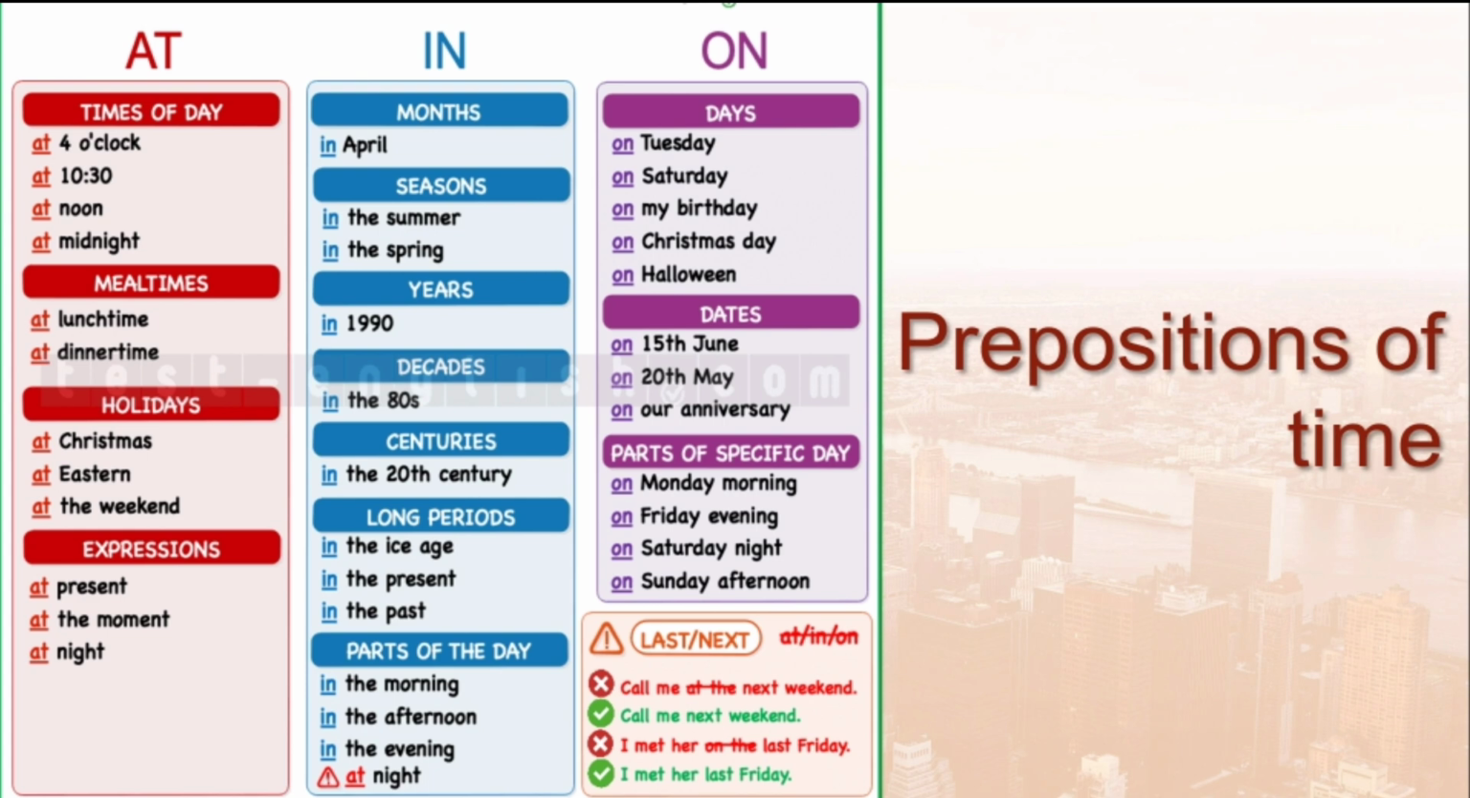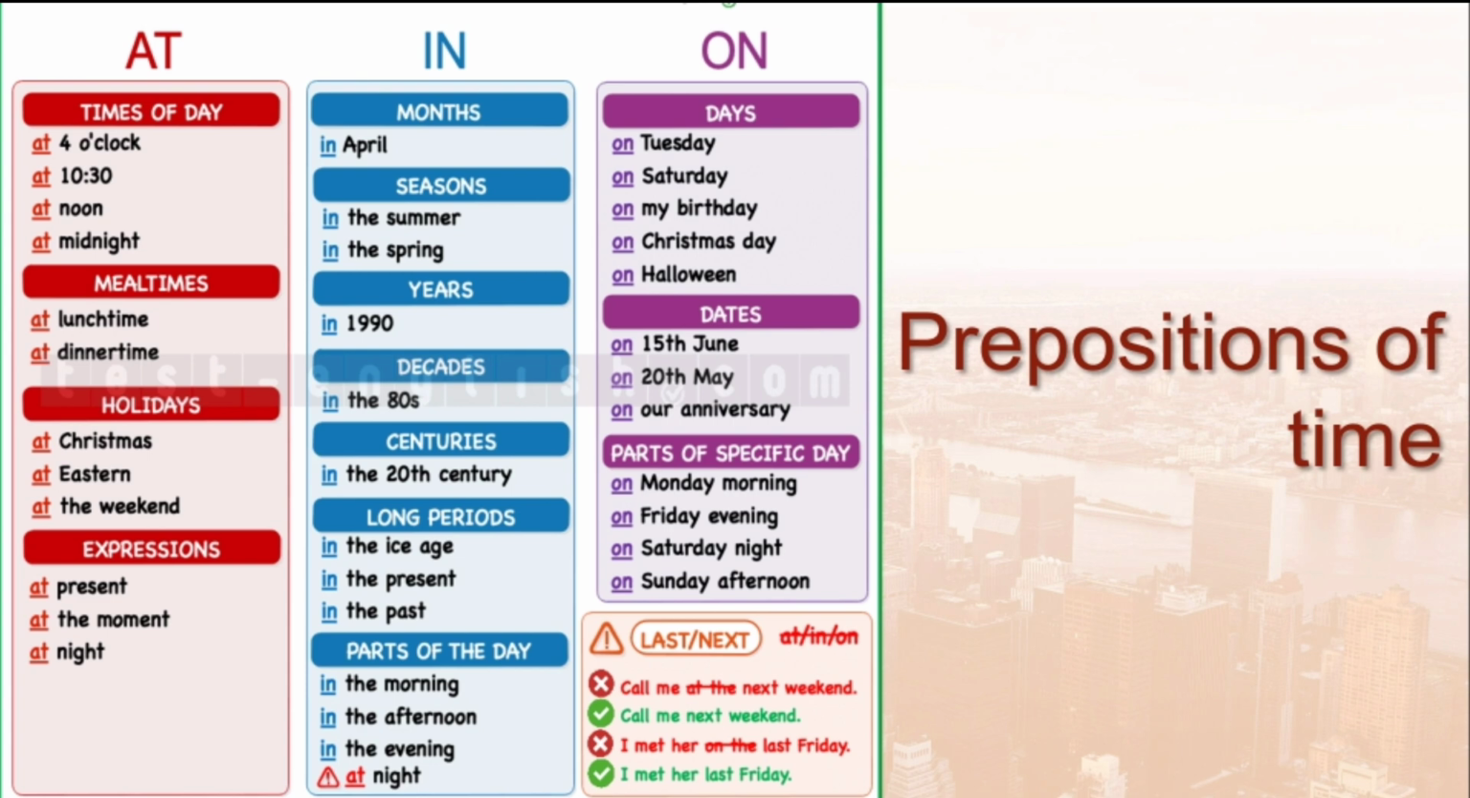Then on is used with parts of specific day like on with day plus part of the day like on Monday morning, on Friday evening, on Saturday night or on Sunday afternoon. Now also note that with the expressions next weekend or next week or last Friday or last week and so on, we do not use the prepositions at or on.